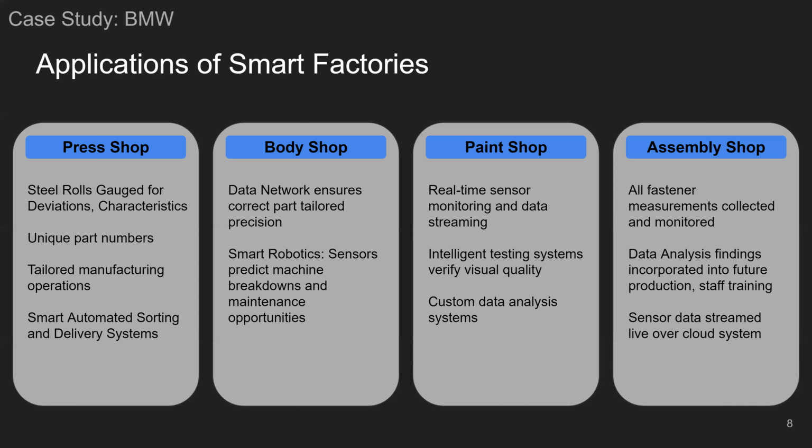The paint shop is equipped with a multitude of sensors that visually verify paint quality and finish, with custom data analysis systems to ensure the utmost quality. The assembly shop collects data on every single fastener, like measurements of torque and other data measurements. All this data is fed into an AI learning model to innovate future manufacturing production, as well as training any new staff. All of this data together is streamed into the cloud, allowing connectivity everywhere, not just on the factory floor. Next slide.